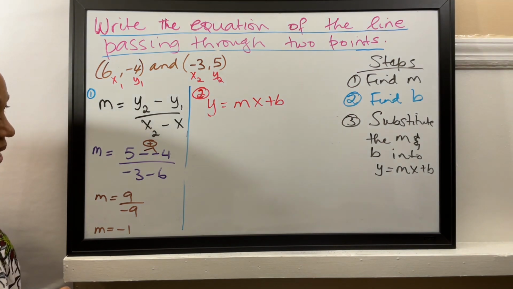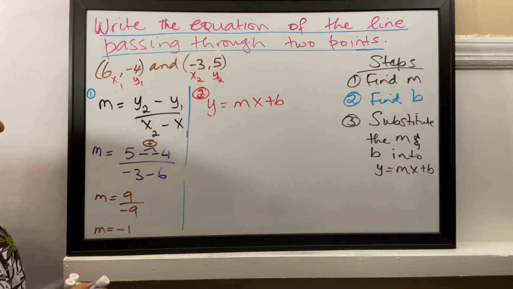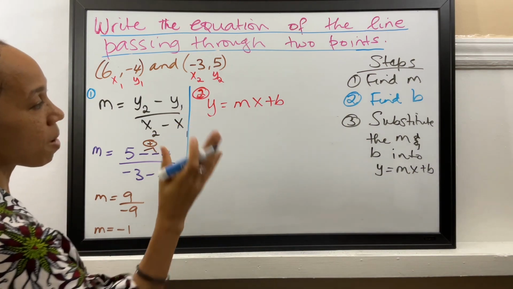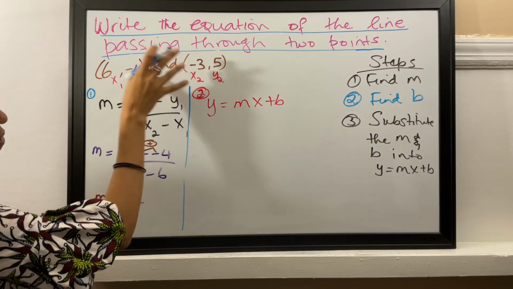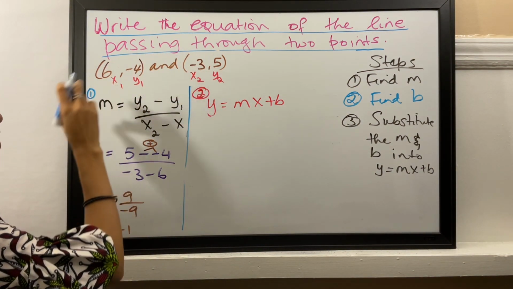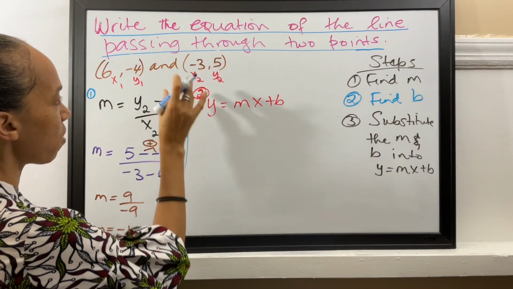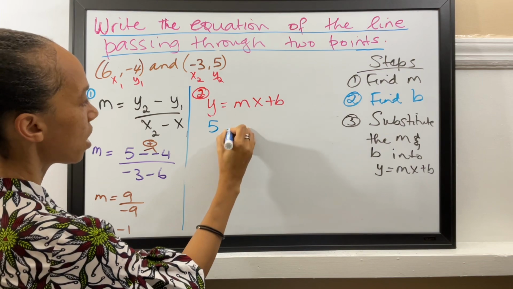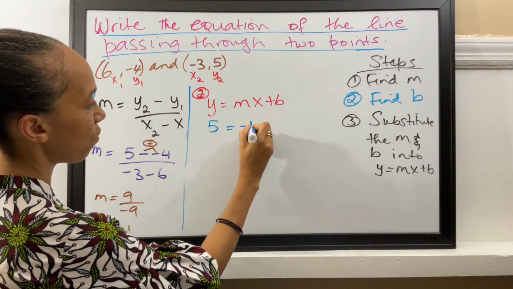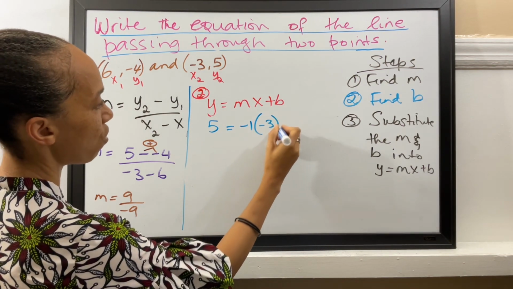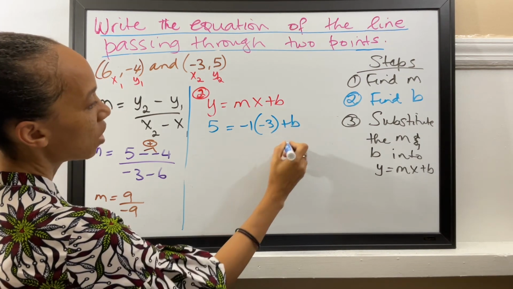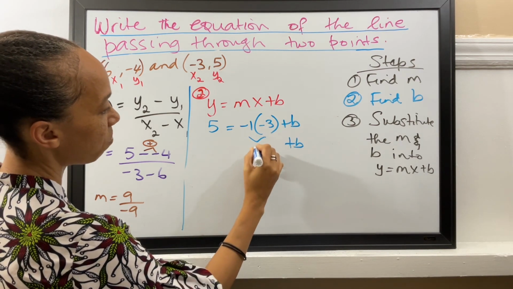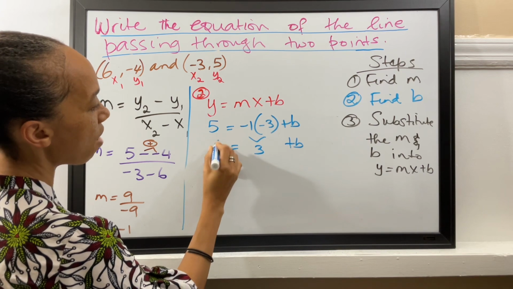So now the next step that we need to do, so we already found m, we need to find b. So remember now we're choosing any one of the two coordinates to find b, and I'm going to use this one. So I'm going to use 5 here equal, the slope is -1 multiplied by -3 plus b. So I have my plus b here. This is going to be +3 equals 5.